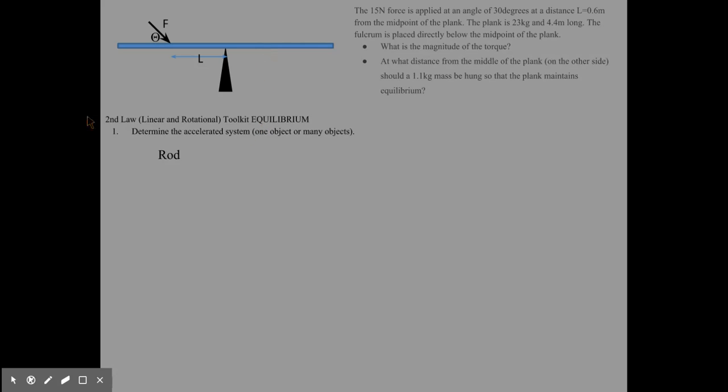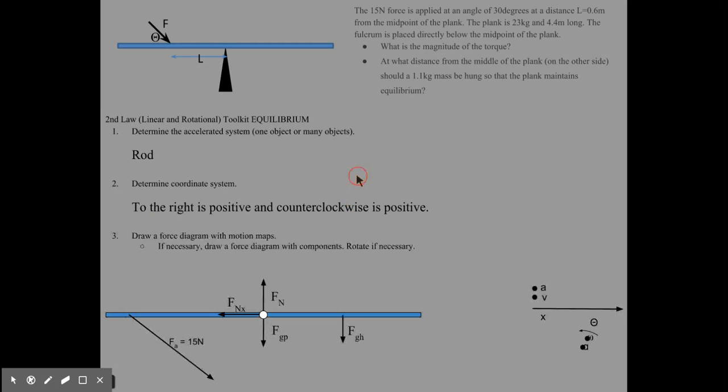So what we're going to do is use the second law toolkit, both in the linear and rotational directions, and use it for static equilibrium. First, we're going to determine the accelerated system. In this case, it's the rod, that solid object there. The second step is to determine our coordinate system, where to the right is positive and counterclockwise is positive.